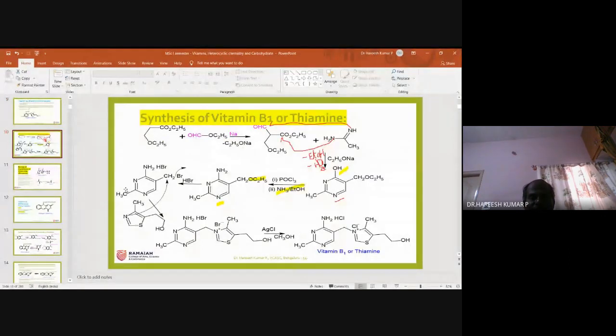In the next slide, I'm explaining the synthesis of vitamin B1 or thiamine. This synthesis starts with two reactants. This is one, and this will be the other. What is the name of this compound? You know that the group C2H5 is called an ester group, and CHO is one carbon atom. How is this joined? OC2H5 means an ethoxy group, and COH.